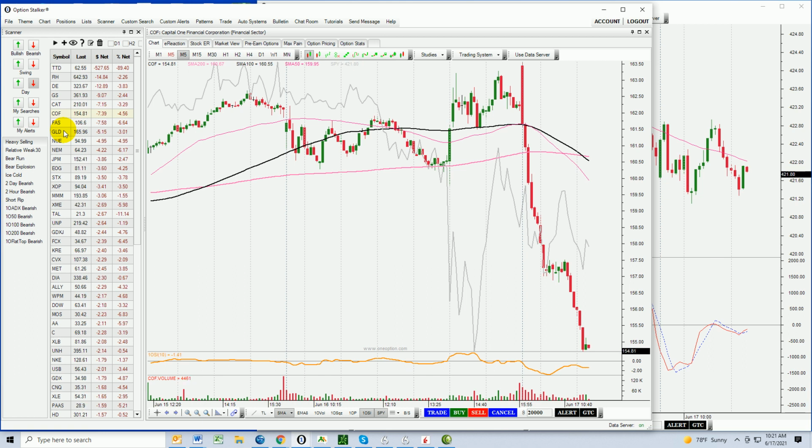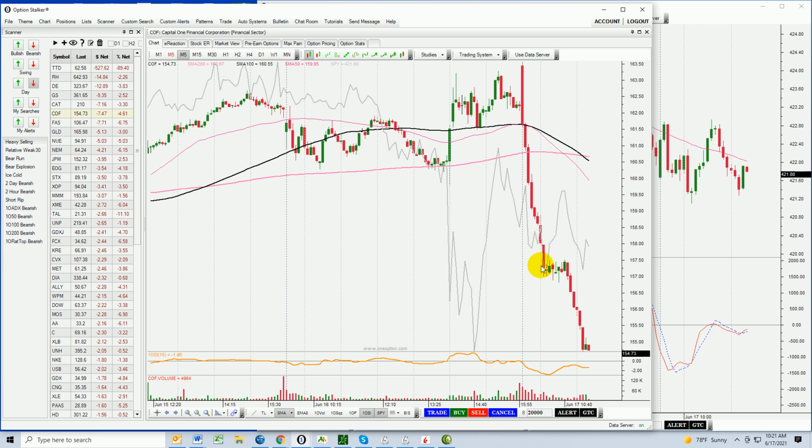Well, how do I find relative weakness, Pete? Well, if you're an Option Stalker member, you're going to find it very easily because it's one of the key search variables that we use in all of our searches, along with heavy volume and other criteria. Yes, this is what you want to be looking for.